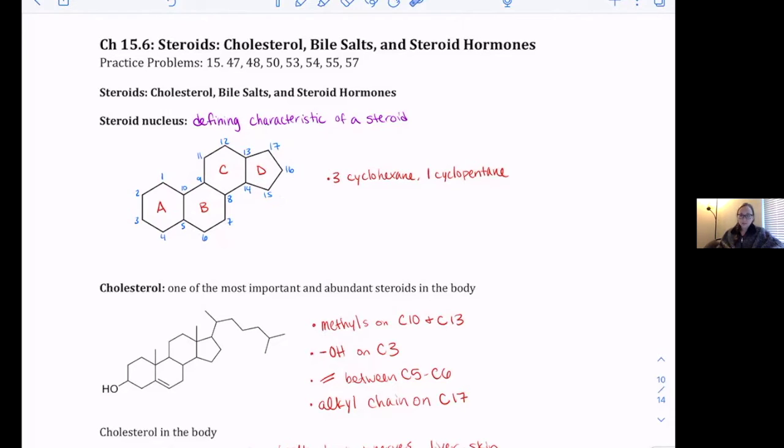This might seem a little bit awkward or strange, but there is a reason for this zigzag numbering pattern through the steroid. It comes from the biosynthesis. How your body actually makes these molecules is what makes that numbering pattern. We're not going to go through that, but that's where it comes from.